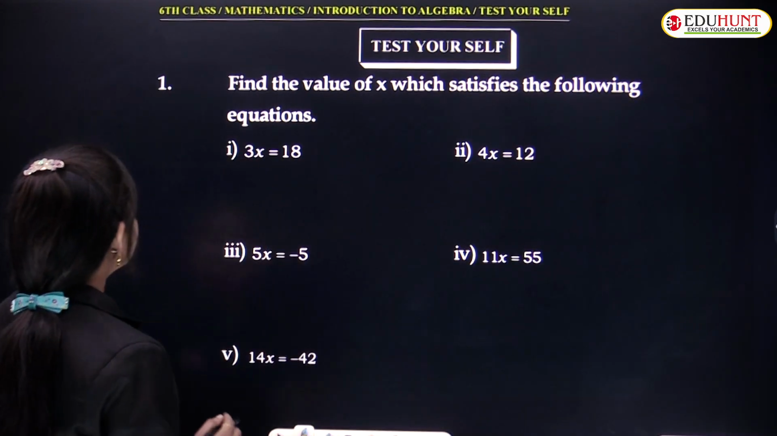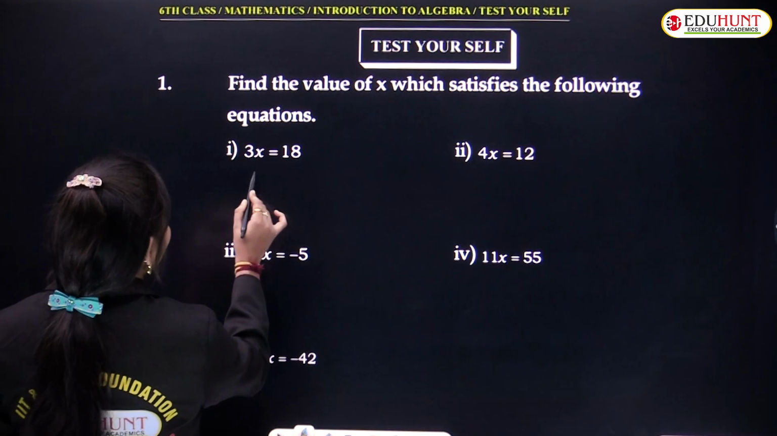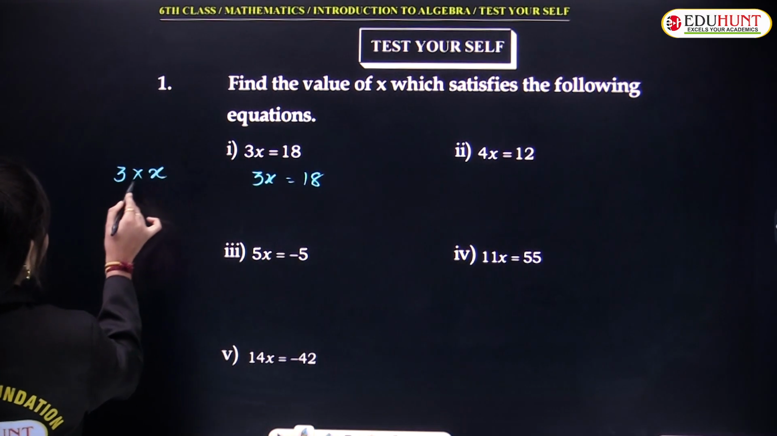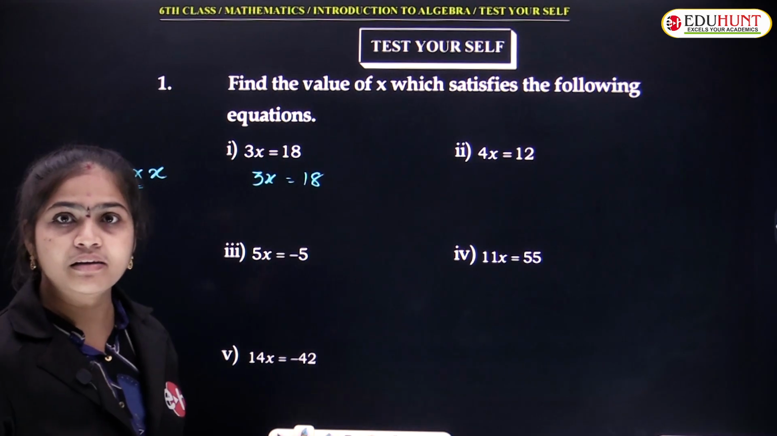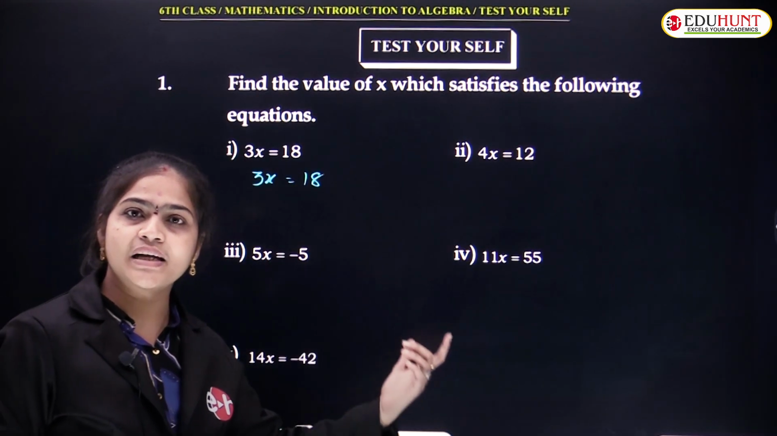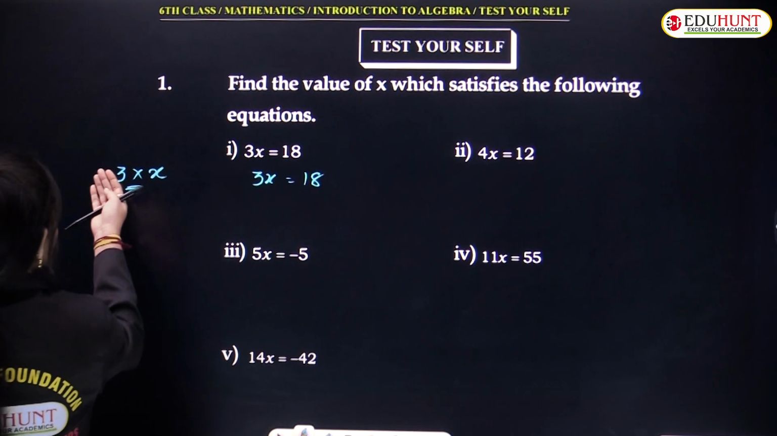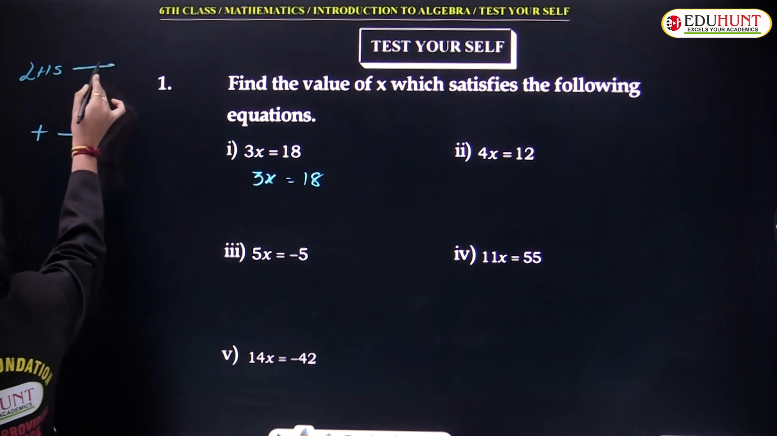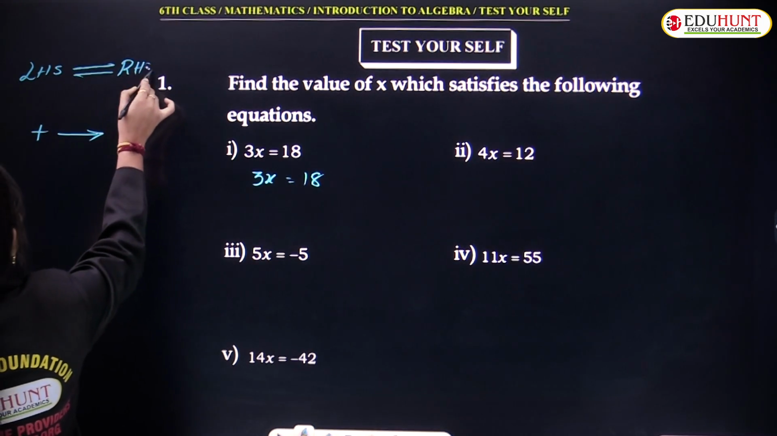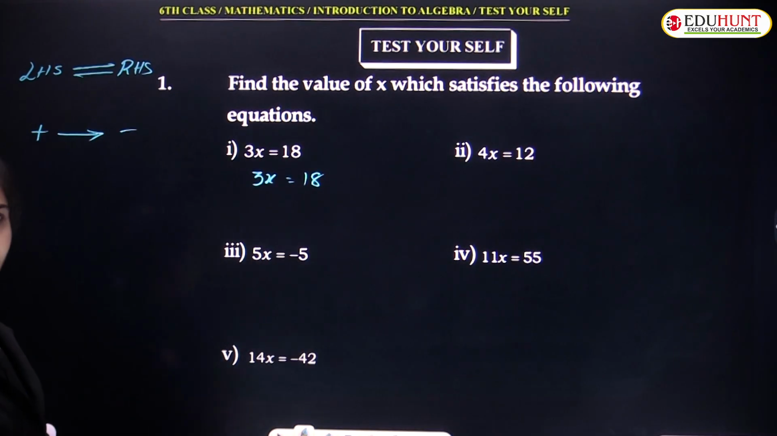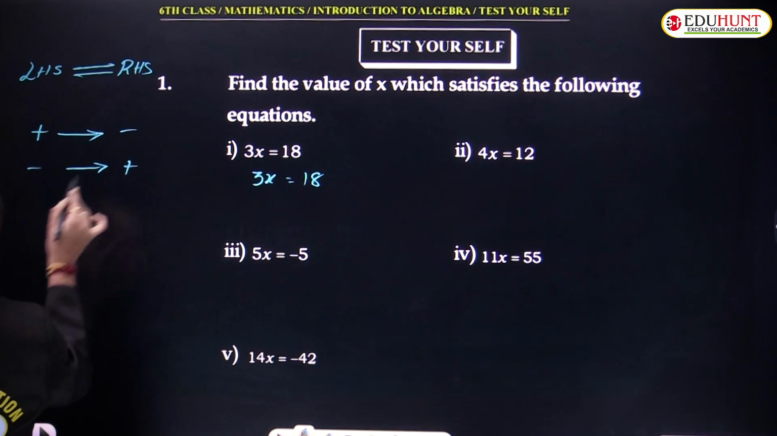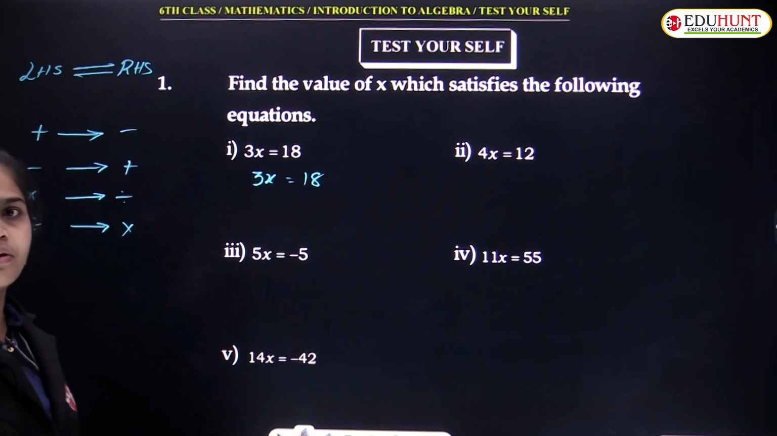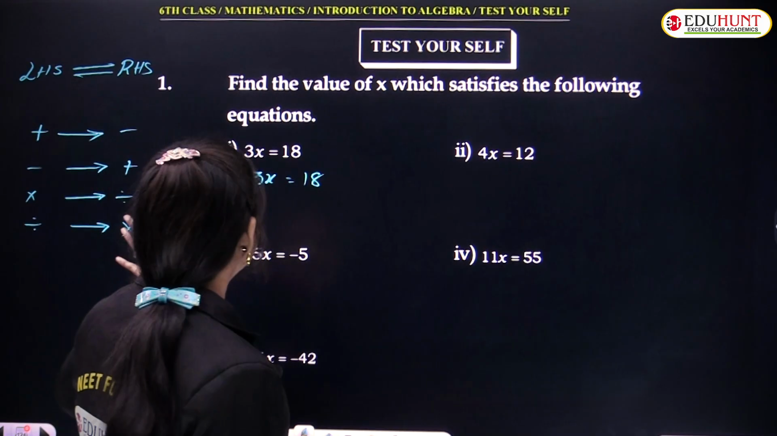See here, what is the first question? 3x is equal to 18. Here 3x means 3 into x, so which fundamental operation do we have? That is multiplication, so multiplication becomes division. I'll write the transposing properties here. A plus quantity becomes a minus quantity when moved from LHS to RHS, and vice versa, a minus quantity becomes a plus quantity. Multiplication becomes division, and division becomes multiplication. Depending on these four properties, we need to simplify it.